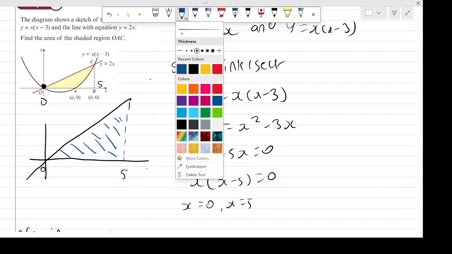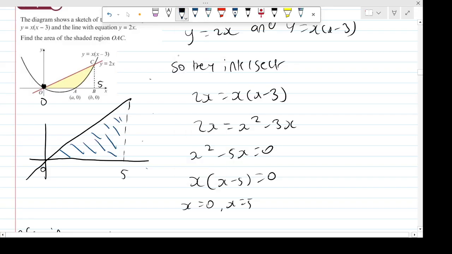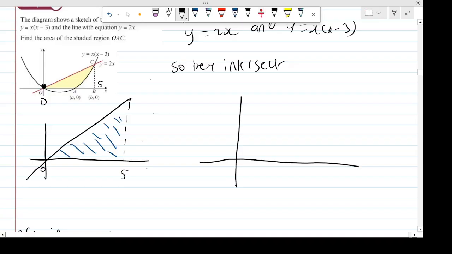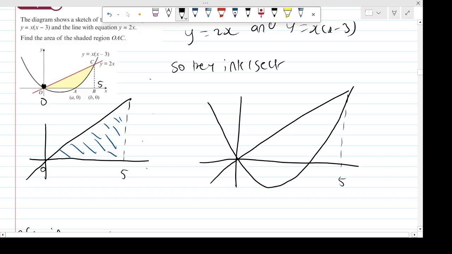But obviously, we don't just have a line. We have a curve as well. So I'm going to get rid of this now. I don't need this anymore. Then, if I redraw the graph, I'm going to add the curve in. So I have the same straight line between 0 and 5, but now I have the curve as well. Something like that.